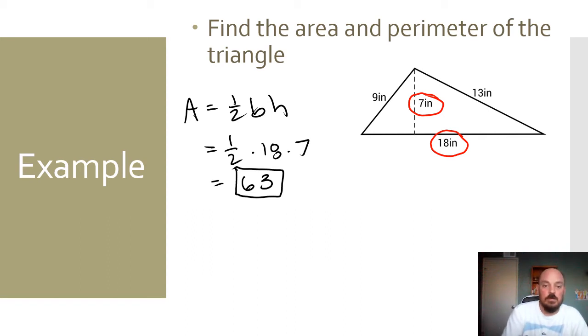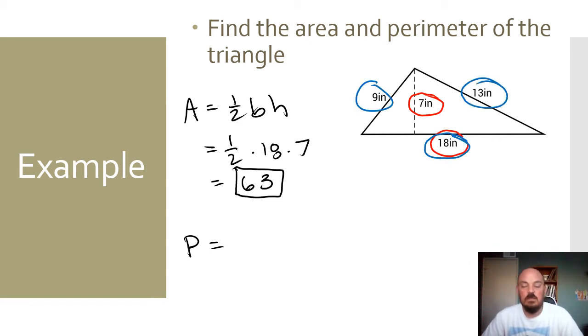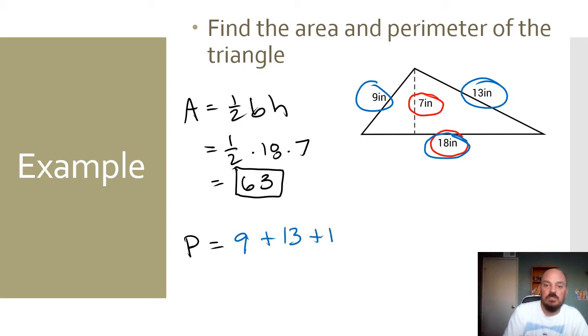Now for perimeter, all we have to do is add up the sides. So I'm going to use the 18 again. I'm not going to use the 7 this time. This is when I use the 9 and the 13. I didn't need the 9 and the 13 for area, but I do for perimeter. So perimeter is just going to be 9 plus 13 plus 18, and that would be 40.